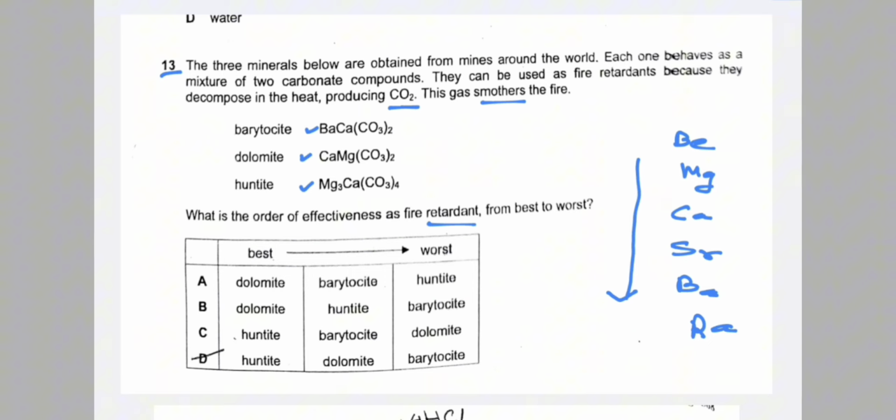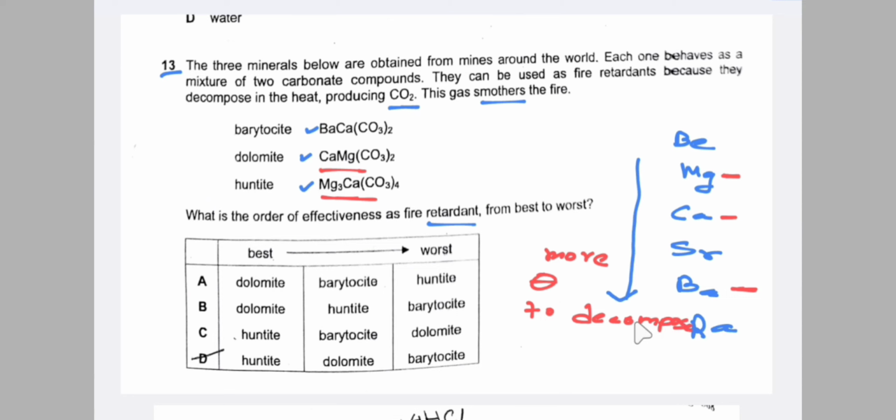That means among these compounds, the compound that contains magnesium would decompose the most, the compound that contains calcium would decompose after the magnesium, and the compound that contains barium would decompose after the magnesium and calcium. So obviously the magnesium calcium compound would decompose faster than the barium calcium compound, because down the group the thermal stability increases, which means more temperature is needed to decompose.